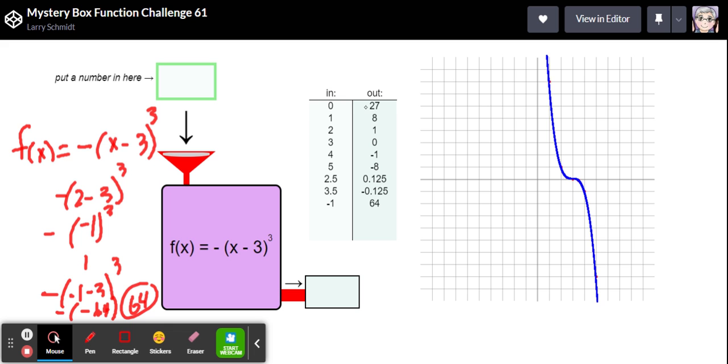Well, how'd that go? I think this was a difficult one to sort of tell from the numbers, although when you put in 0 and you got 27, did you already think maybe cubic?